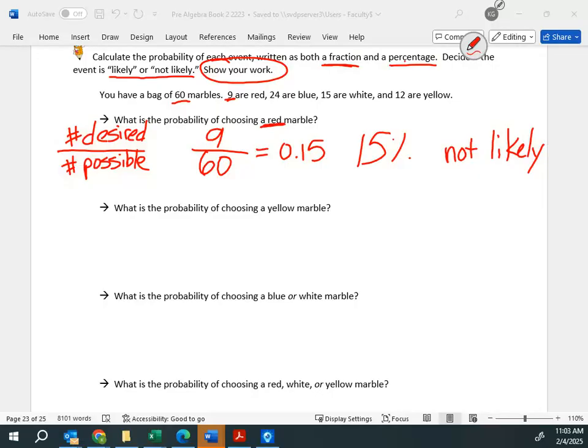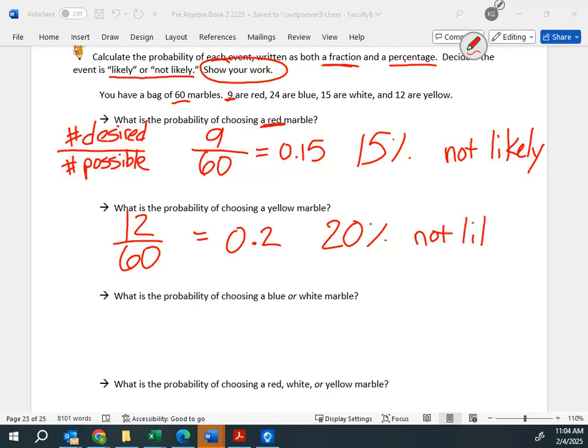Let's look at our next one. What is the probability of choosing a yellow marble? What would my fraction be? David? 12 over 60, because there are 12 yellows. We still have 60 marbles in the bag. What is my decimal? Claire? 0.2. What percentage is that? Harper? 20%. 20% is below 50, so again, it is not likely.